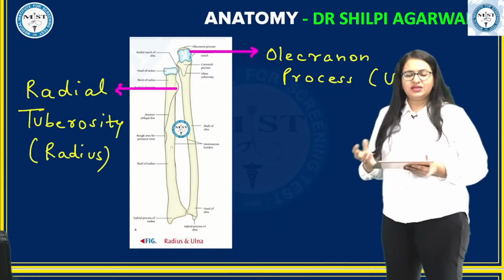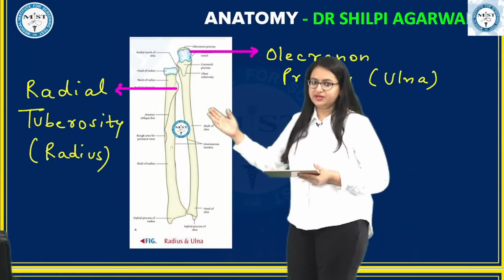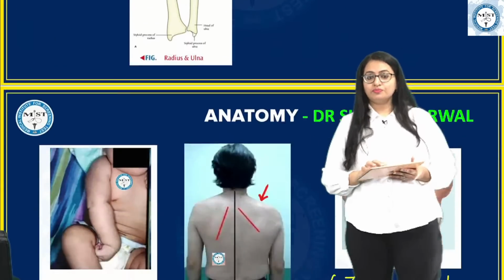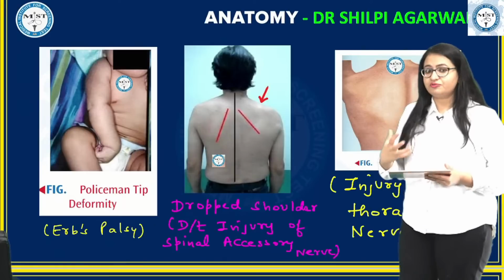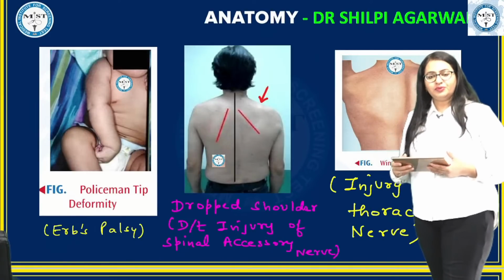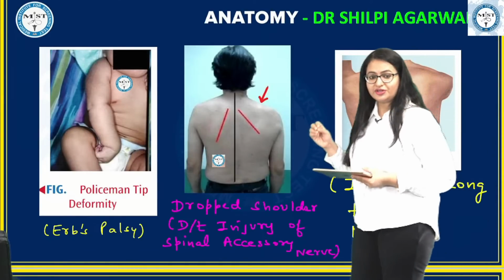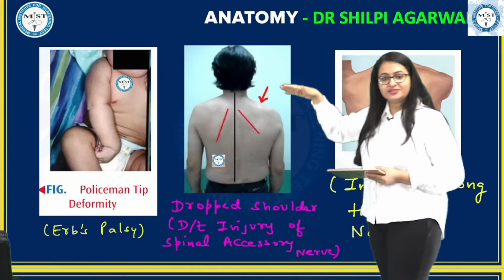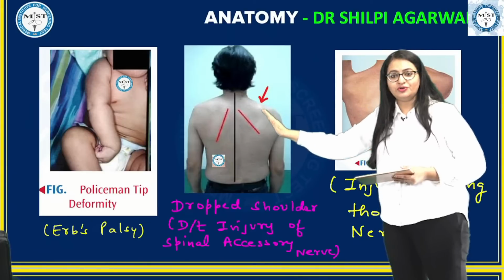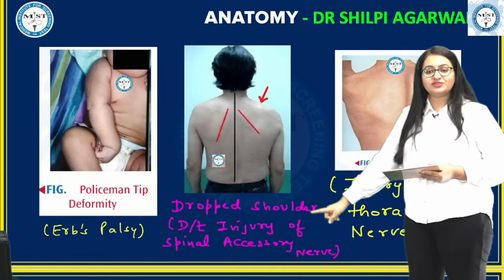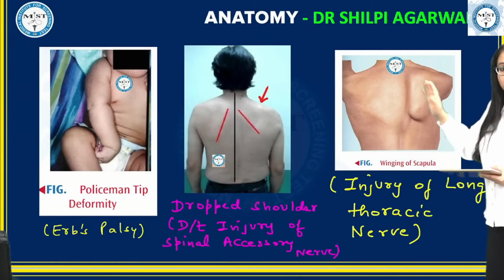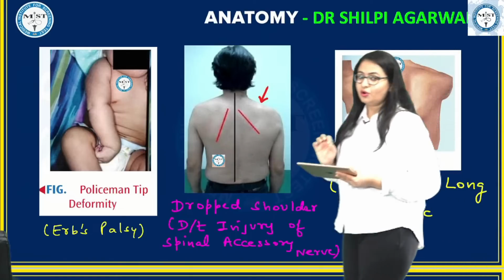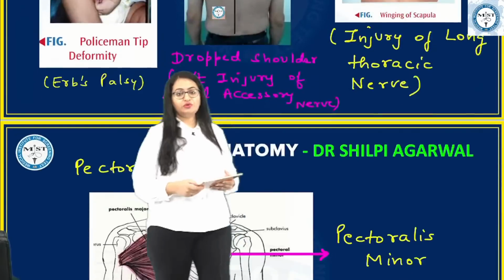Then in the radius and ulna, a few landmarks. In the radius, this is the radial tuberosity. In the ulna, the projection above is the olecranon process. Now a few deformities or lesions in the upper limb you should be able to identify with the help of images. Policeman tip deformity is Erb's palsy. If you see over here, this is a dropped shoulder, which is due to the involvement of the spinal accessory nerve. And this image shows winging of the scapula, which is due to injury of the long thoracic nerve.